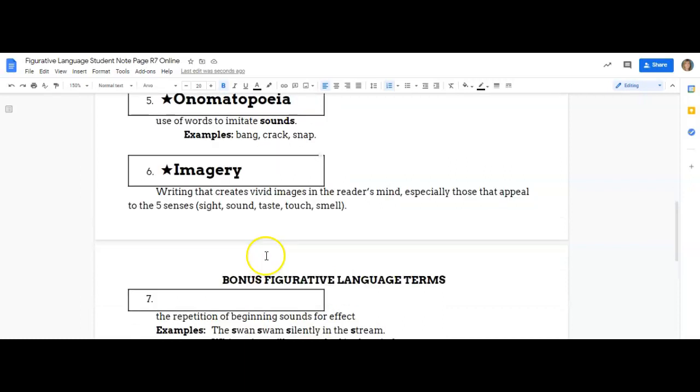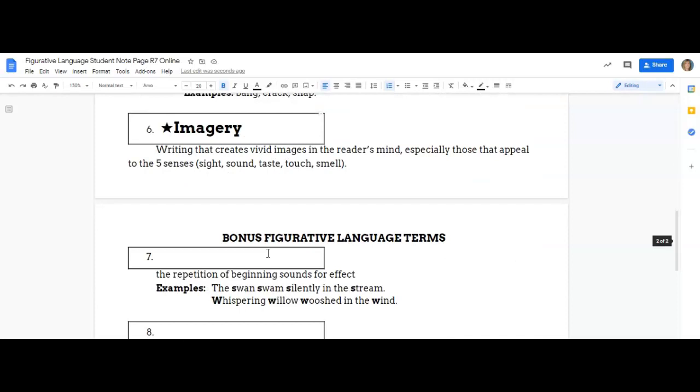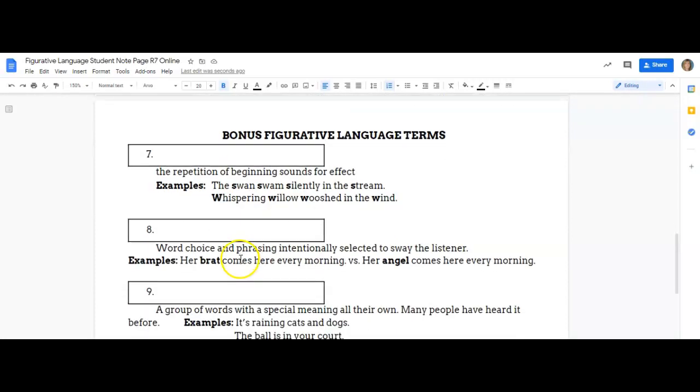Now, those are the go-to ones. Those are the ones in 7th grade that we really, really want you to know well. These next ones we call bonus words. If you can learn about them, that is fantastic. But the first one is alliteration.